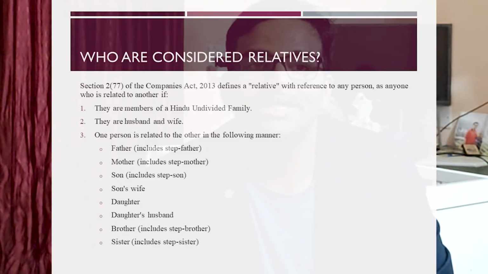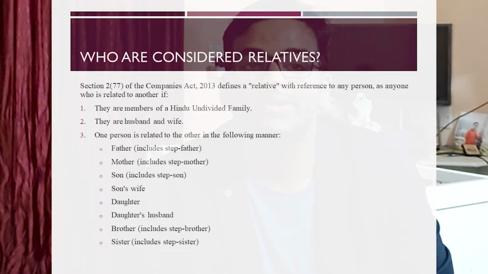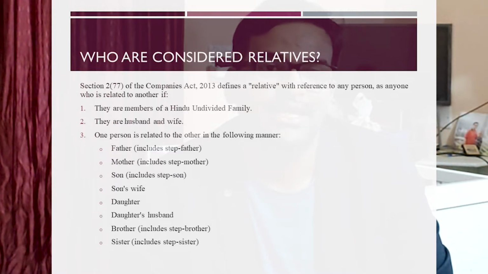So who are considered as relatives? Section 2(77) of the Companies Act 2013 defines a relative with reference to any person as anyone who is related to another if they are members of a Hindu undivided family, or husband and wife. One person is related to the other in the following manner: father, mother, son, son's wife, daughter, daughter's husband, brother, sister.